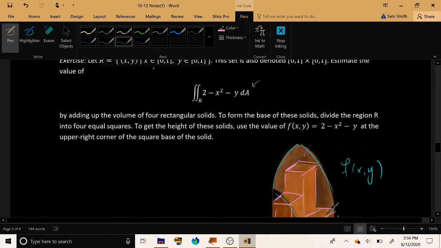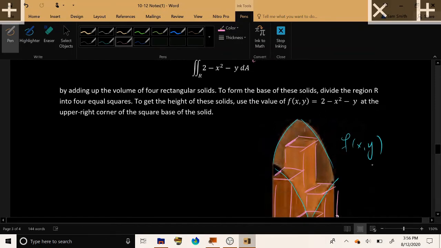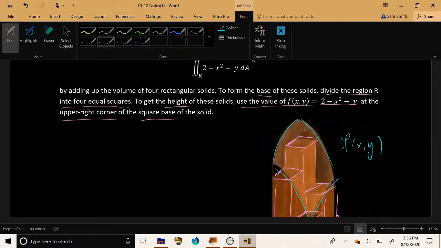Now it says estimate this value by adding up the volume of 4 rectangular solids. So just as in this image, we're going to add up the volume of 4 rectangular solids. And now they're going to tell us how to create these solids. To form the base, divide the region R into 4 equal squares. To form the height, use the value of the function at the upper right corner of the square base. All right, there's a lot going on in that paragraph, so let's just break it down a little bit at a time.